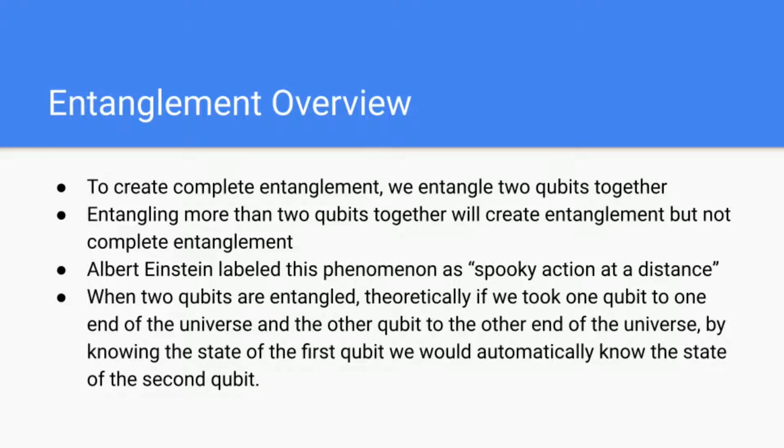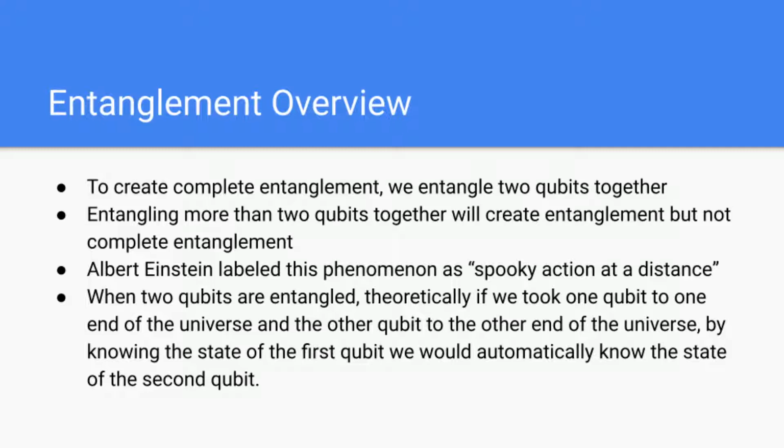So first, let's go over a quick overview of what entanglement does. To create complete entanglement, we have to entangle two qubits together. We can entangle more than two qubits together, and this will create entanglement, but it won't create complete entanglement.